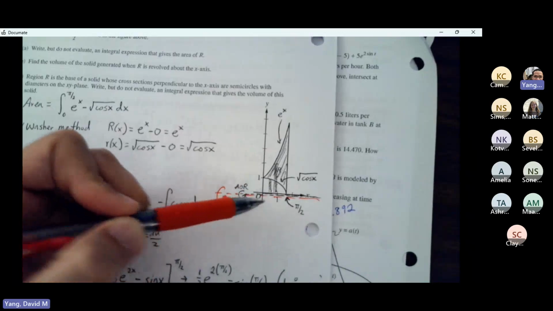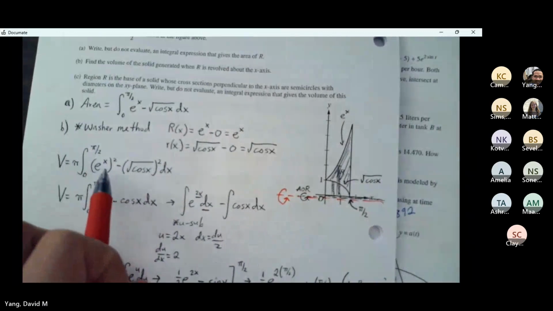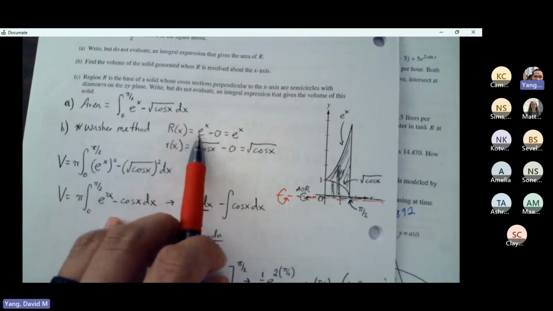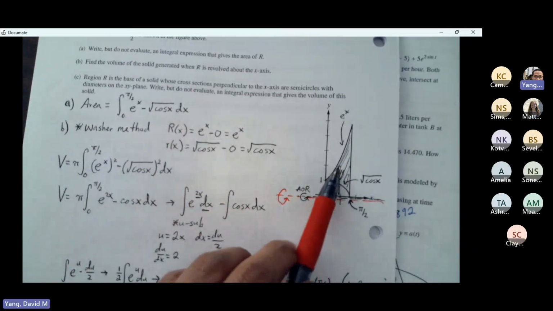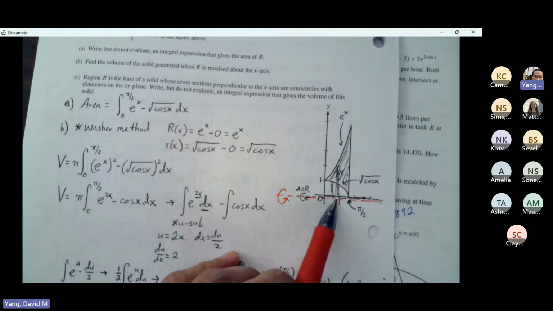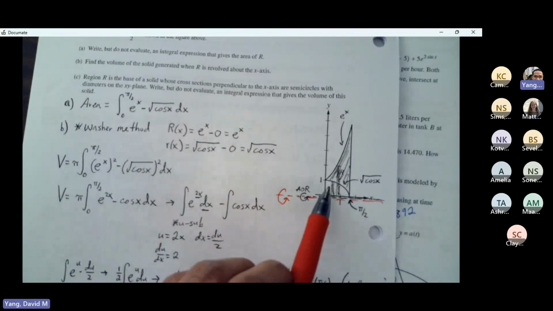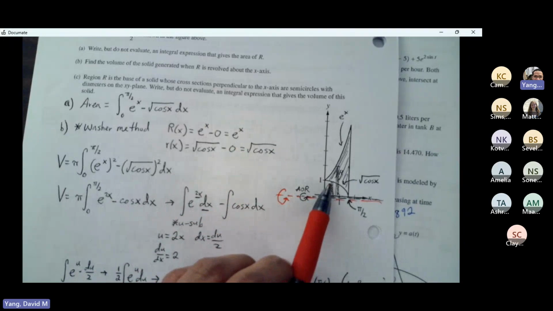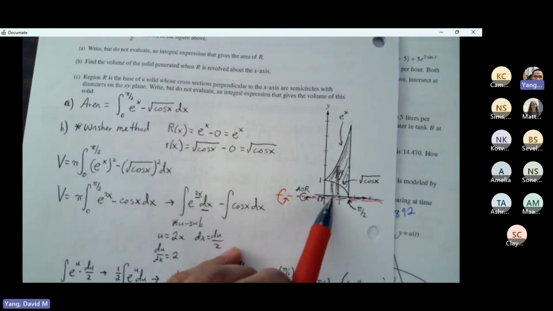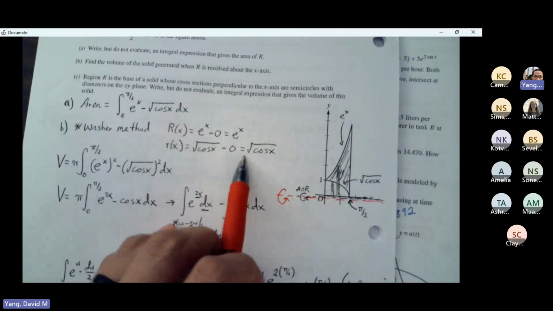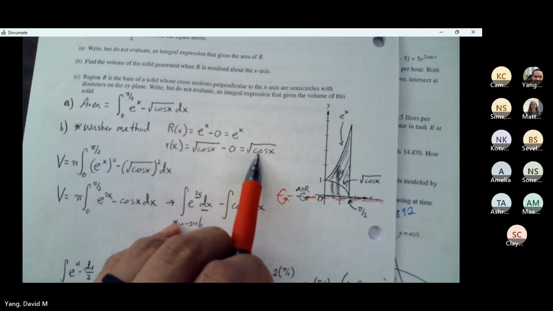So top minus bottom for both. Top minus bottom: e to the x is the top of my big R, 0 is the bottom of my little r, so e to the x minus 0, which is e to the x. Little r, top minus bottom: top is sitting at root cosine x, the bottom is sitting at 0, so root cosine x minus 0 is root cosine x.